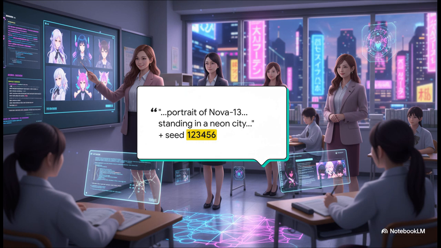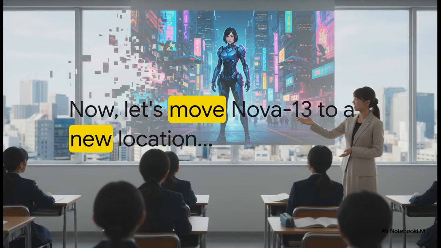All right, here's our first prompt to make our master image. You can see her whole description is right there in the text. We've put her in a scene, a neon city, and most importantly, we have our seed number, 1, 2, 3, 4, 5, 6. So we run that prompt, and we get an image of Nova 13 we absolutely love. We save it.